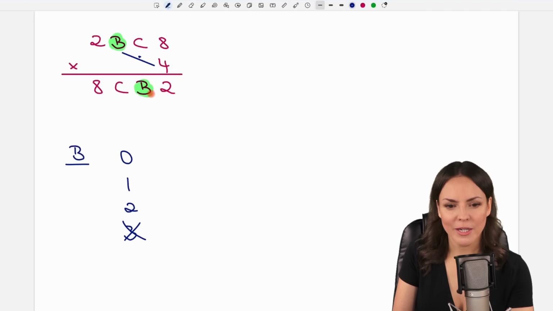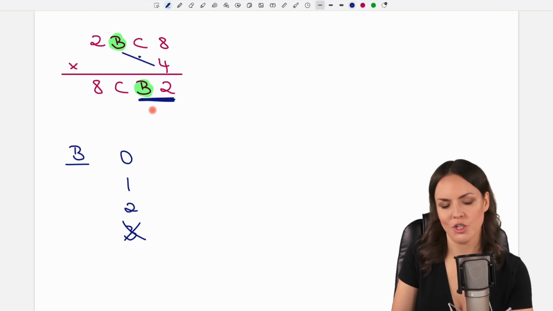Well, B is also here again. It is part of the last 2 digits. Why are they important? Well, we multiply a number by 4. By doing this, we know that the result is going to be divisible by 4 because we multiplied by 4. When is a number divisible by 4? When the last 2 digits together are divisible by 4.